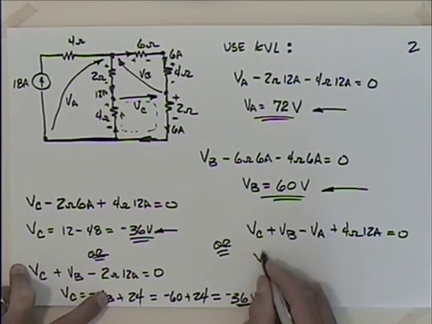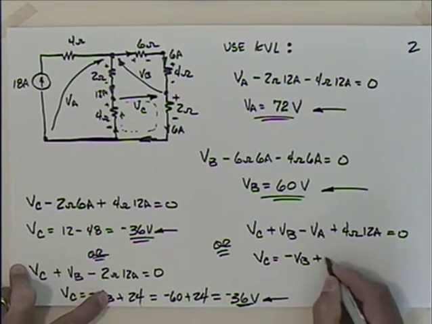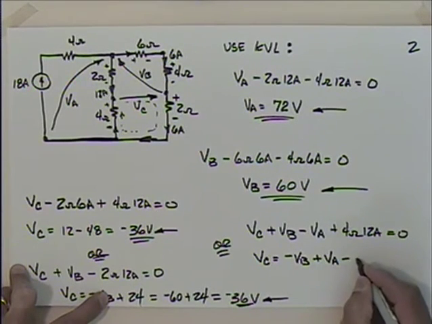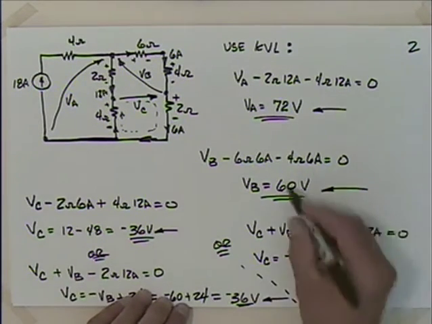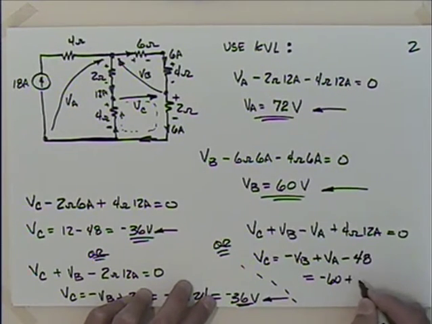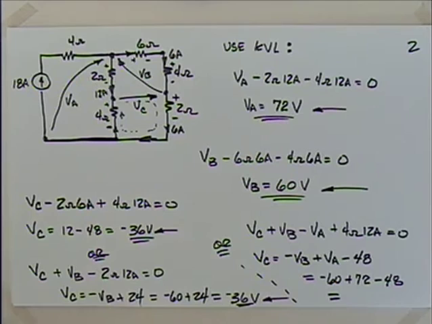That's equal to 0, so I can say that VC is equal to minus VB plus VA minus 4 times 12, be what, 48. So we have, what do we have? VB was 60, so I have minus 60 plus VA 72 minus 48. What's that turn out to be? I hope we get the same answer. Minus 36.